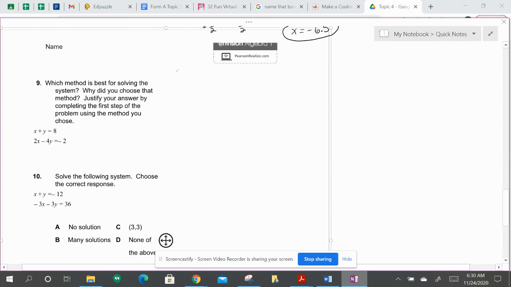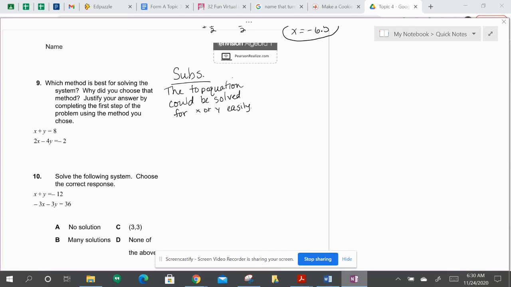So if you said, I'm choosing substitution, your justification for why you're choosing substitution is the top equation could be solved for x or y easily. In other words, you can get an x by itself or a y by itself very quickly with the top equation. So justifying that with our first step is if I took that first equation, x plus y is equal to 8, and I worked on either getting the x or the y by itself.